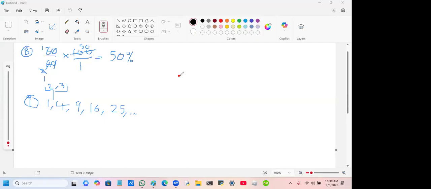Same thing applies for 3, 5, 6, 7, 8, 10, 11, 12, 13, 14, 15, and for 17, 18, 19, 20, 21, 22, 26. Yes, the next one is 26.